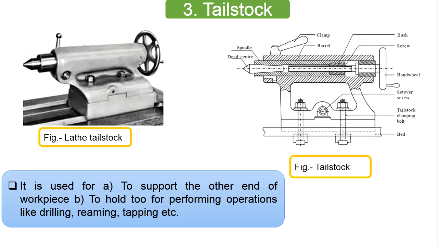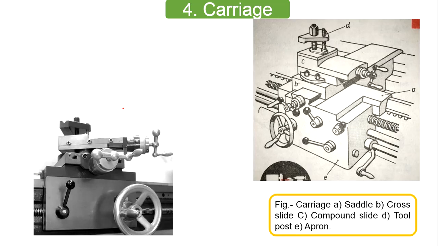The second function is that it will hold some important tools for operations like drilling, reaming, tapping, etc. You may insert the drilling tool, tapping tool or reaming tool here, so that the workpiece can be machined. This is the second important function of the tailstock, and it moves on the inner guideways of the lathe machine.